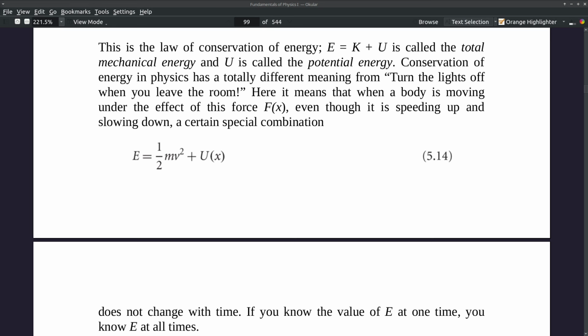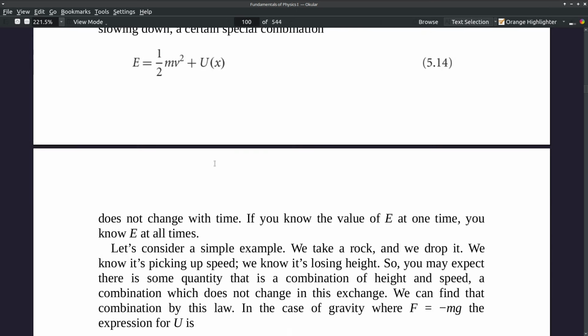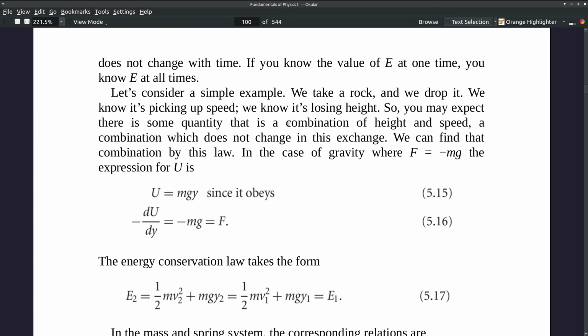Total energy is kinetic energy plus potential energy. Conservation of energy in physics has a totally different meaning from "turn the lights off when you leave the room." Here it means that when a body is moving under the effect of this force f(x), even though it's speeding up and slowing down, a certain special combination, E equals 1/2 mv squared, because that's the kinetic energy, plus U(x), which is the potential energy, does not change with time. If you know the value of E at one time, then you know the value of E at all times.